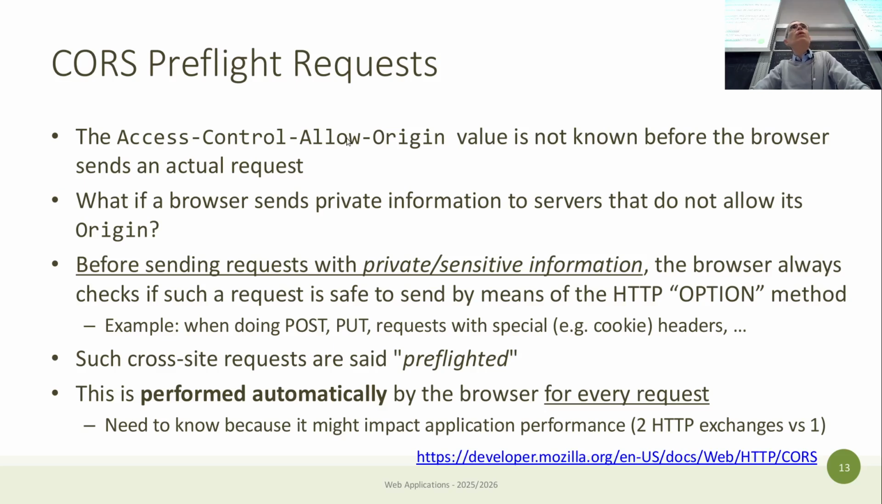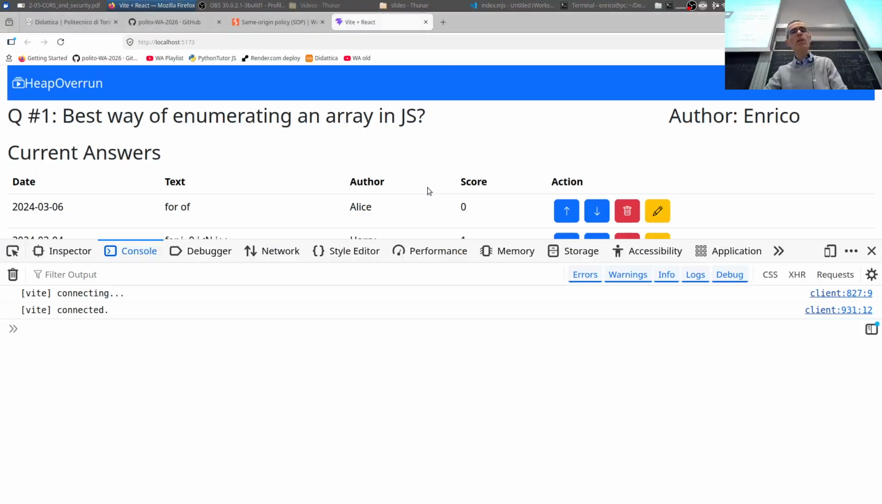Okay, but that was a simple request. It was a GET request, right? So, get the information, either you get the information or you don't get the information, depending on what the server decides to do. I mean, the API server decides to do. But actually, there is a problem. The access control allow origin value is not known before the browser sends the actual request. And you saw it only in the answer, right?